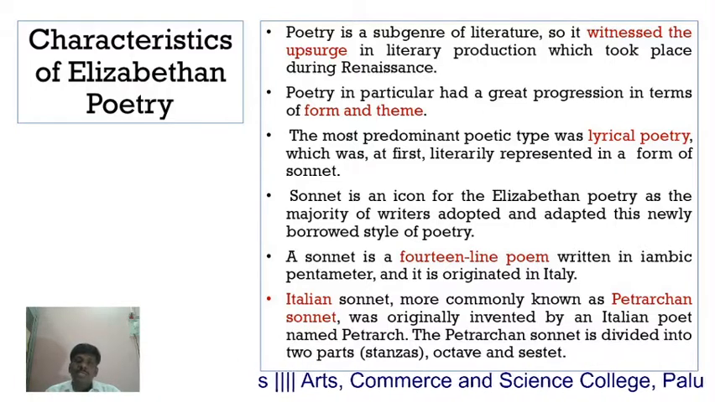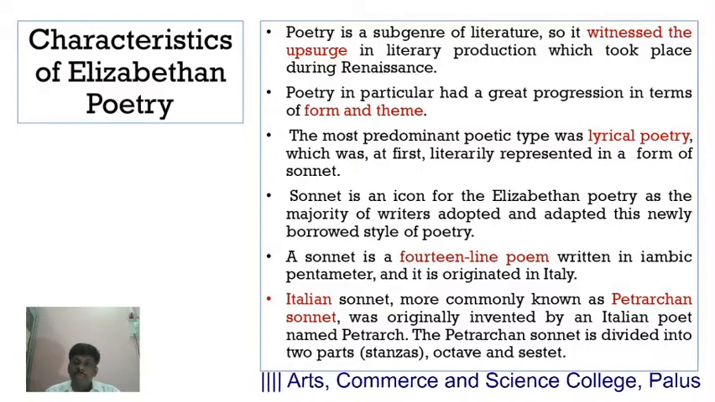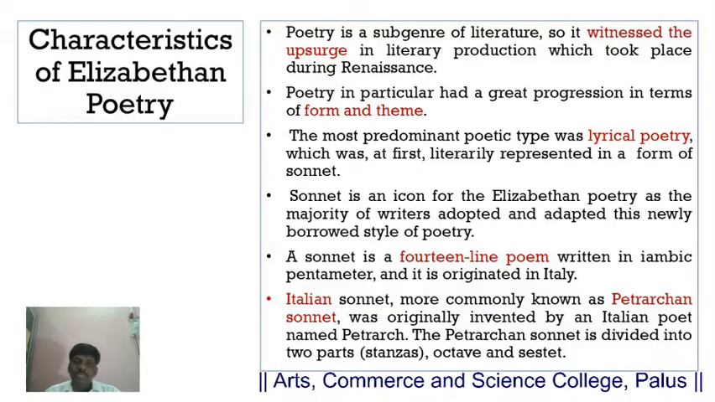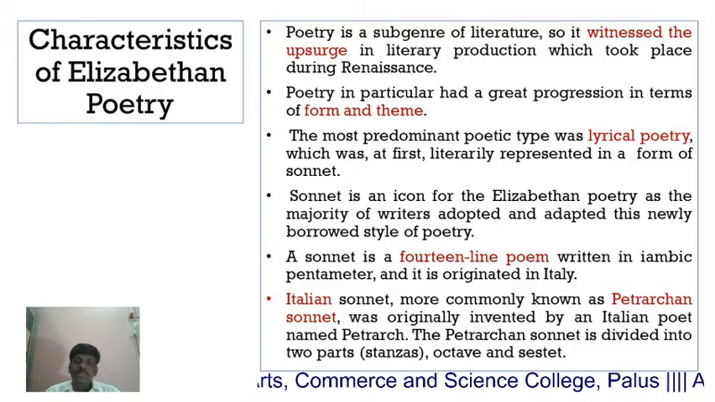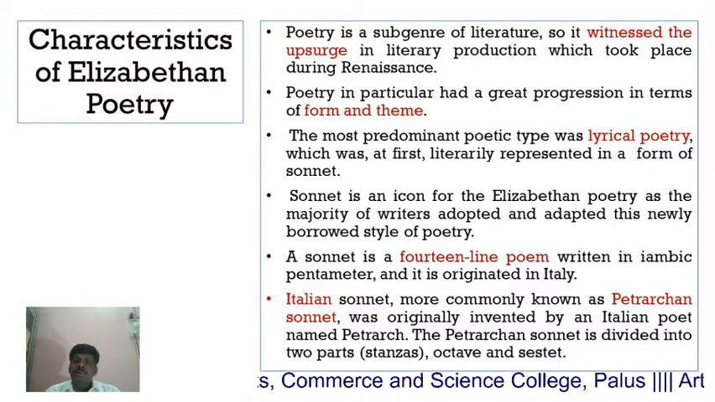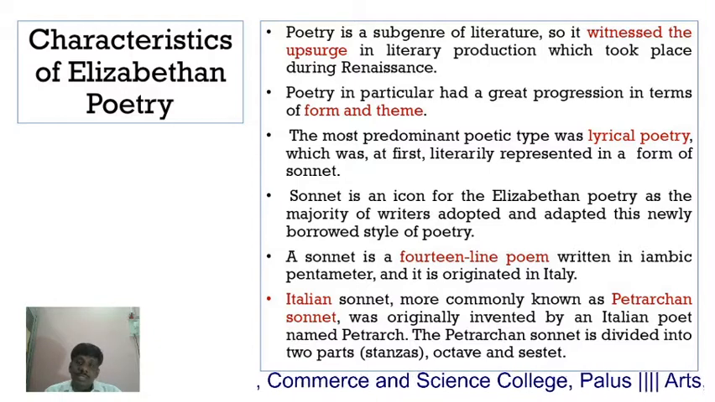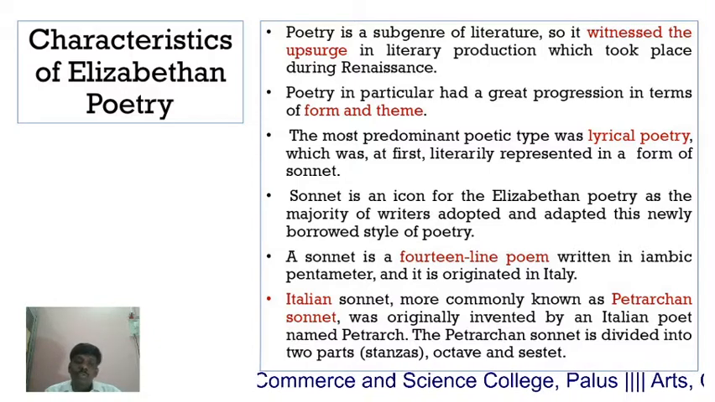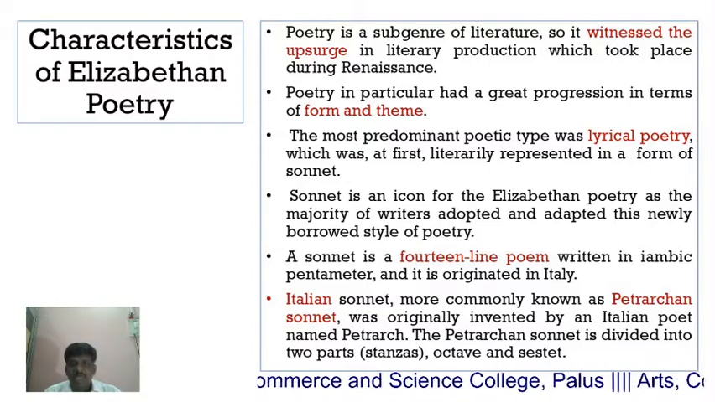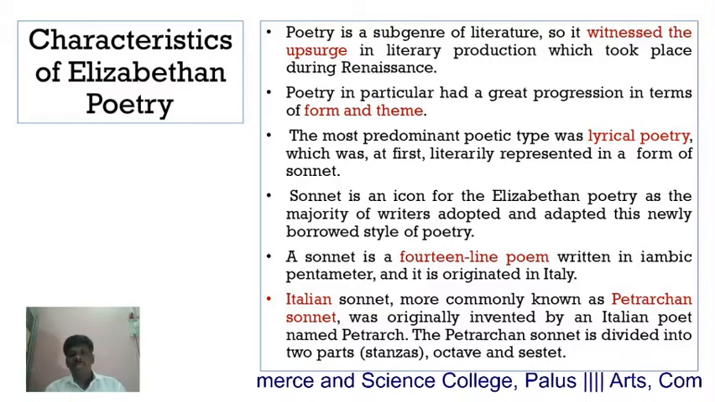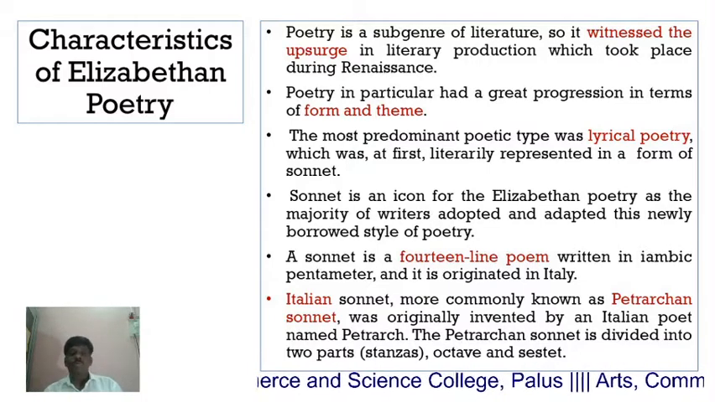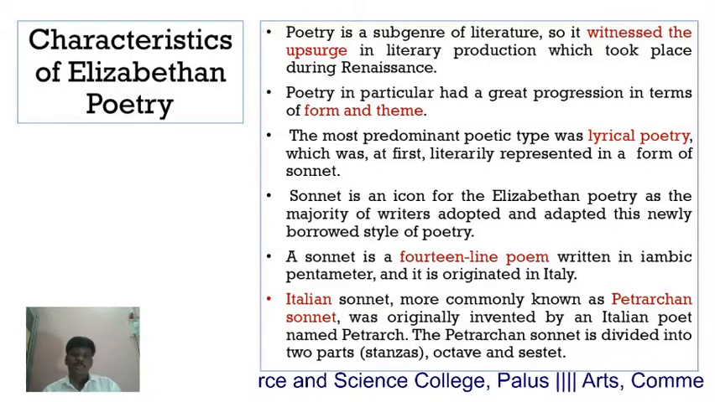So in this period, lyrical poetry is a very predominant poetic type. It is used by many of the writers, which was at first literally represented in the form of a sonnet. And as a result of that, the sonnet appears as a very dominant form of poetry in Elizabethan poetry.